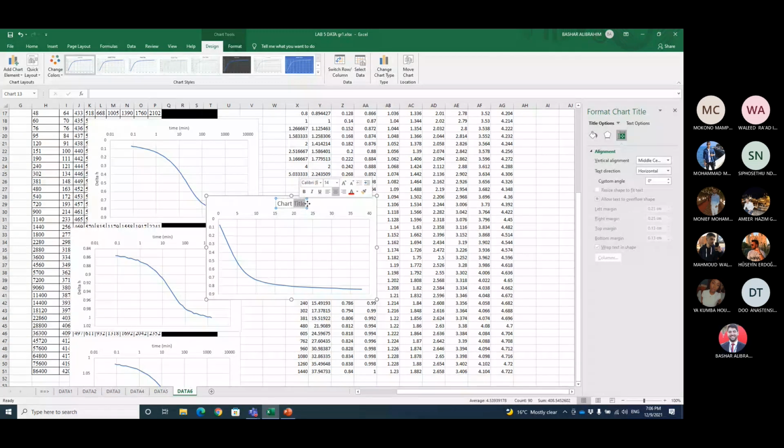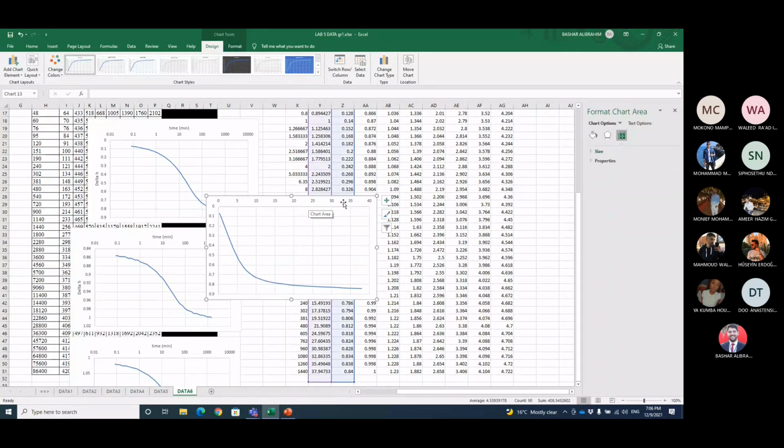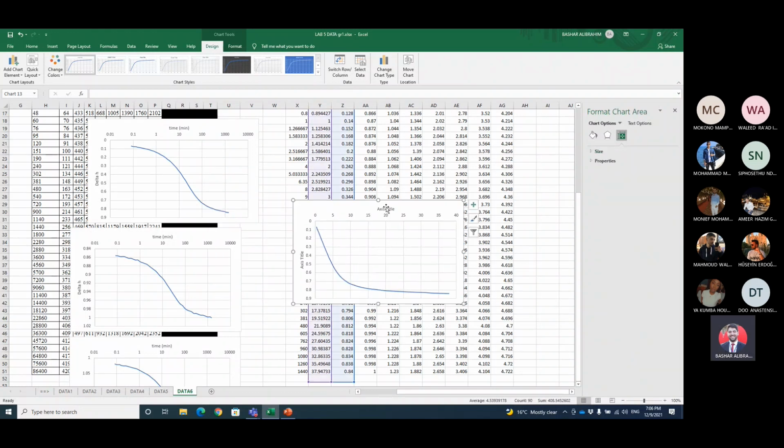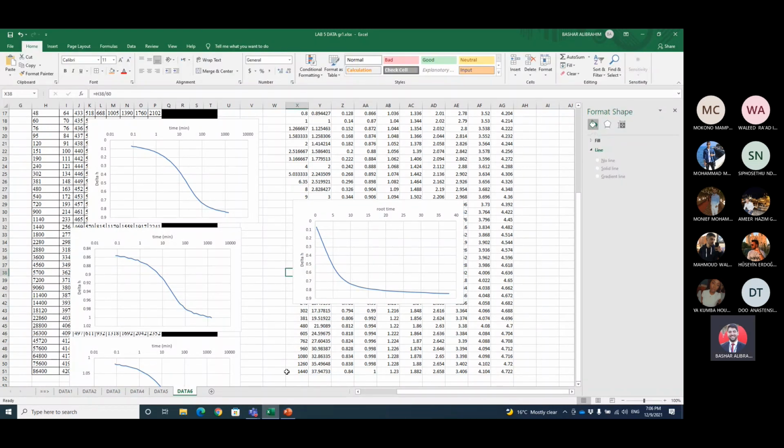So here our x-axis is root time, and the y-axis is change in height, or delta H. Here. So this is how we get the curve. Now let us see how we will do the calculation.